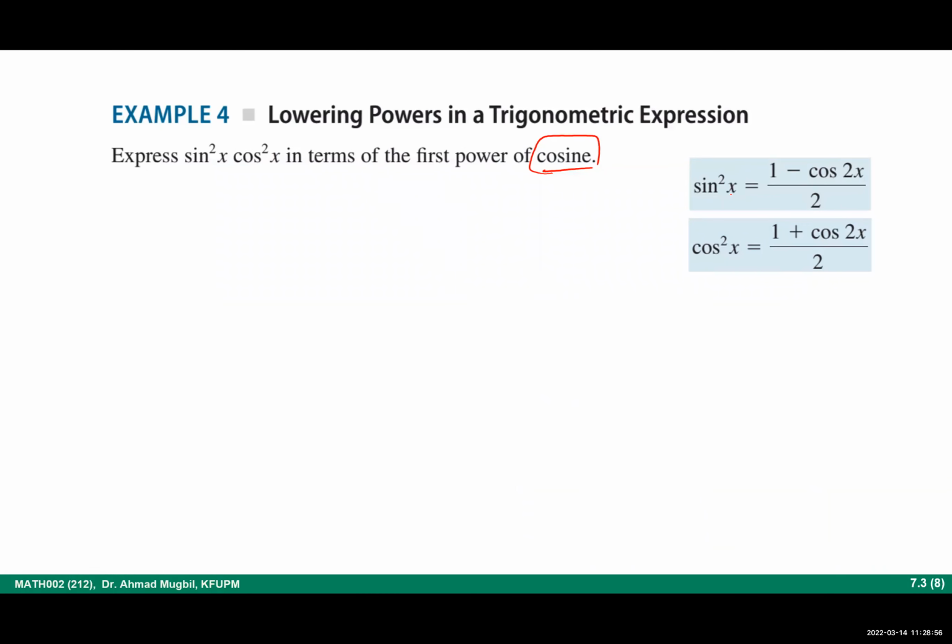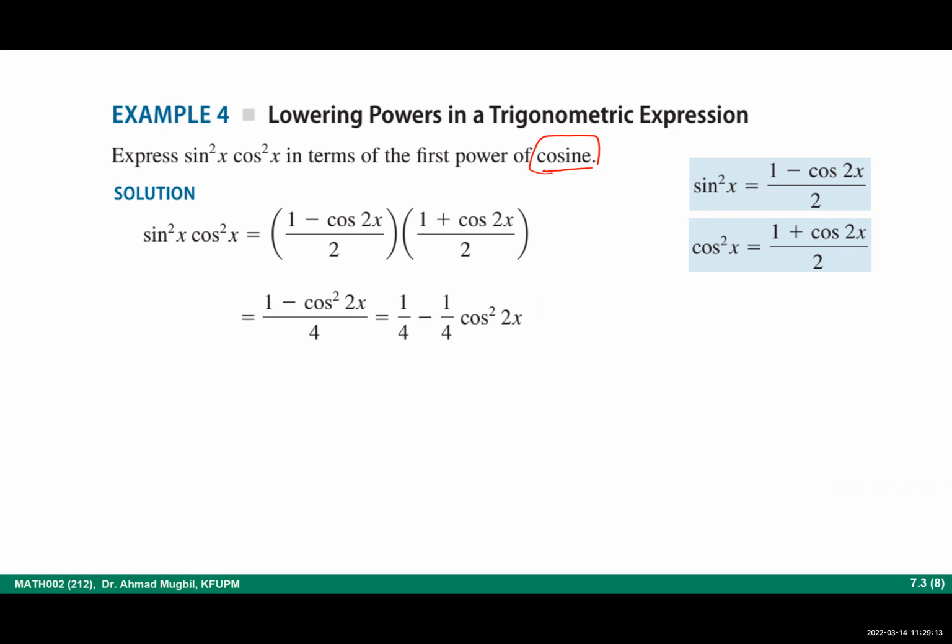So we will use just sine squared. We will write it as (1 minus cosine 2x) over 2, and this is like that. Isn't it like the difference between two squares? Yes. This is what you meant. So what will this be? 1 minus cosine squared 2x over 4. This is another problem now. It is not in the first power, right? It is in the second power.